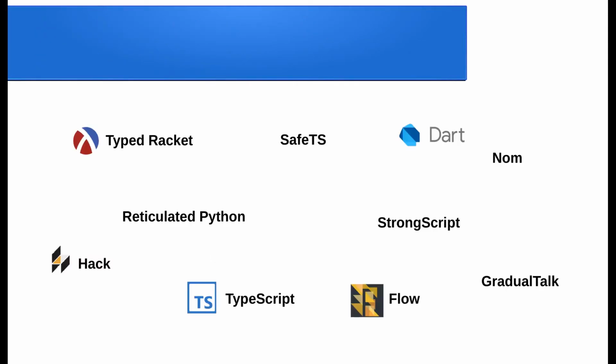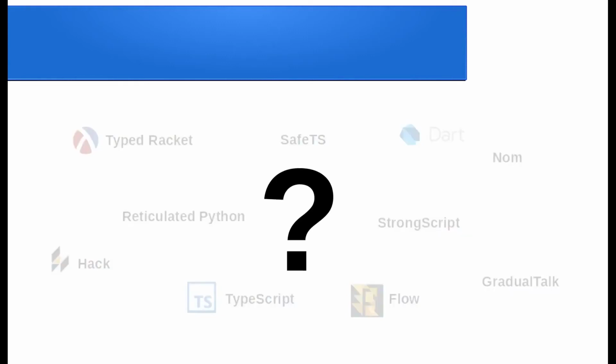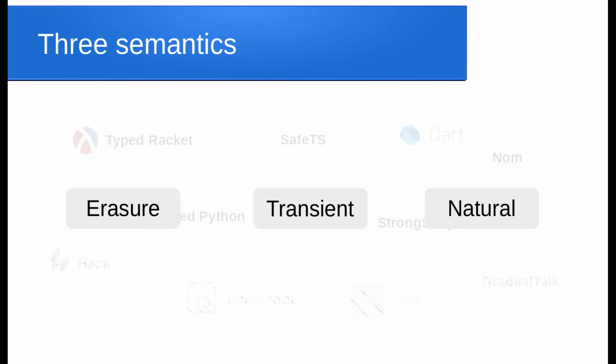Okay, there are a lot of different approaches to gradual typing around these days, all seemingly different. So how are we to make sense of this space? Well, the research community has come up with 3 semantics to capture the key differences between most of these approaches.